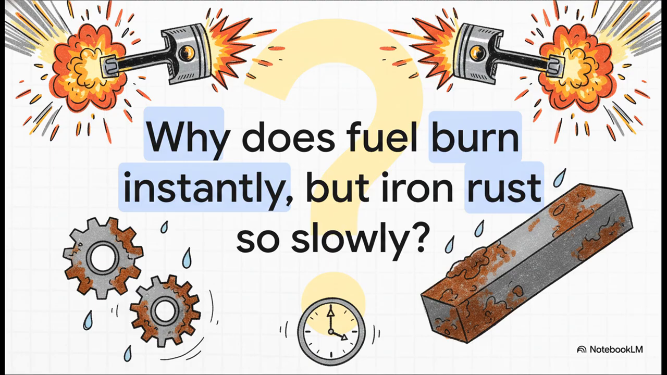I mean, just think about it for a second. Some reactions, like the fuel in an engine, are just explosively fast, right? Over in a flash. But then you have other things, like an iron gate, slowly rusting. That takes years. They're both chemical changes, so what's the difference? What's controlling the clock? That is the big question, and we are going to answer it.